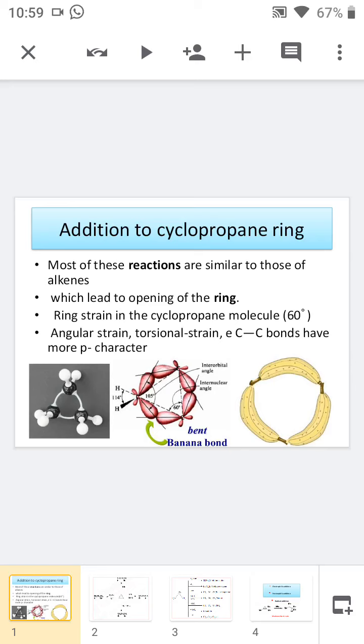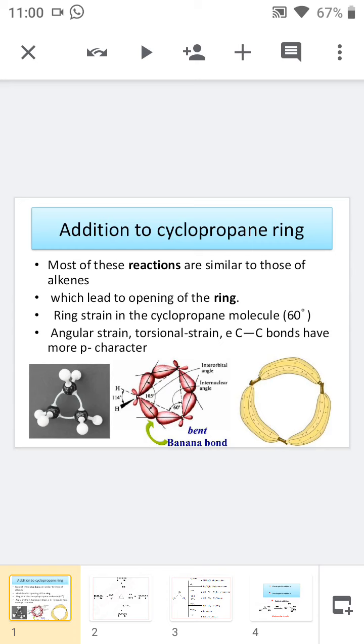According to Baeyer strain theory, the cyclopropane ring is a strained system having a bond angle of 60 degrees, whereas the normal tetrahedral bond angle is 109 degrees 28 minutes. Here the interorbital angle in the cyclopropane ring is 105 degrees and the internuclear angle is 60 degrees. So every C-C sigma bond in a cyclopropane ring is highly strained, and angular strain and torsion strain also exist in cyclopropane.